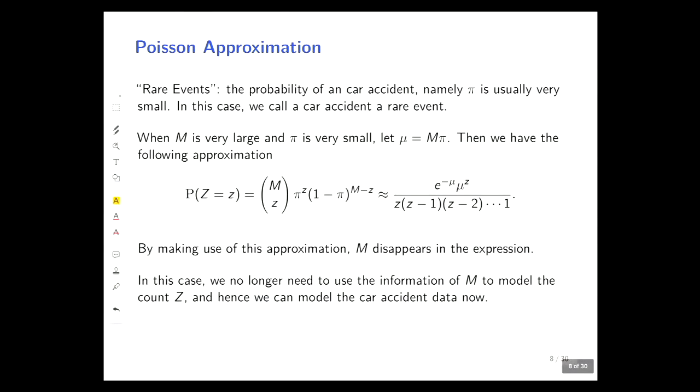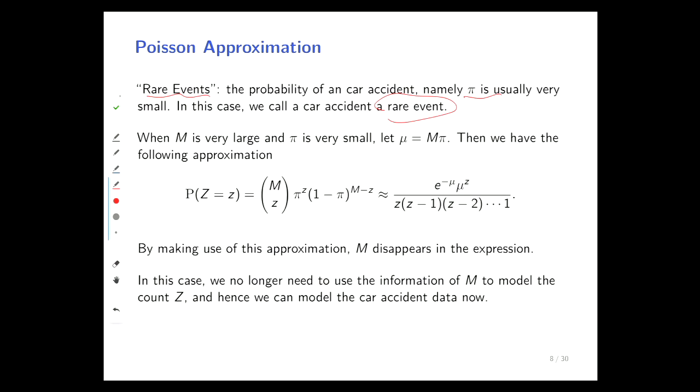In order to explain how we model it, we first need to introduce a new concept, called rare events. What are rare events? Remember, for car accidents, I mentioned that the probability of a car accident is really small. If the probability of some event is really small, we call it a rare event. That means the event is not likely to happen. This is the definition of a rare event.